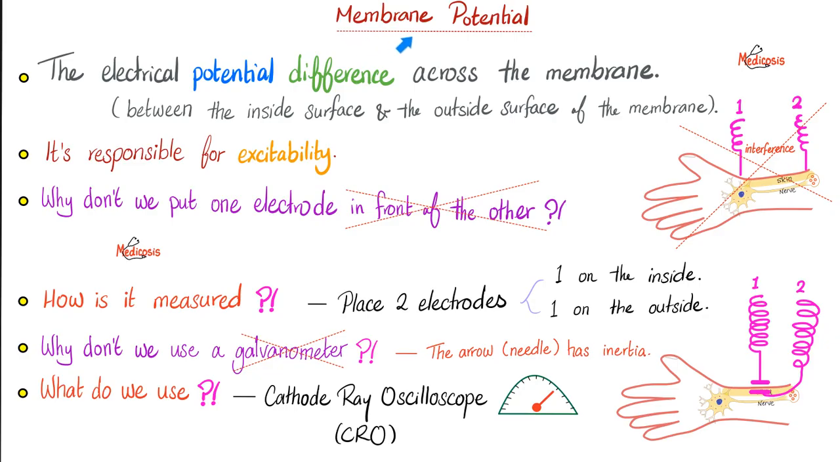Here's the most difficult definition ever. Membrane potential. Define it. It's the potential of the membrane. Oh, no kidding. It's the difference between the inside and the outside surface of the membrane. Of course, membrane potential is responsible for excitability. We use the CRO to measure it.